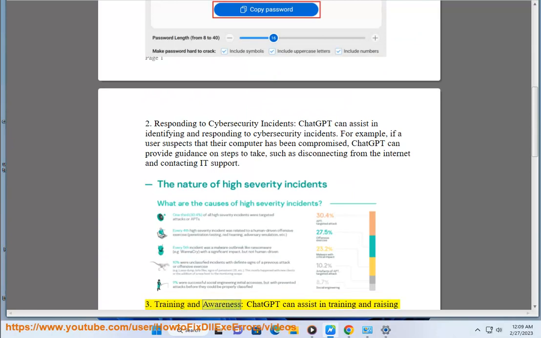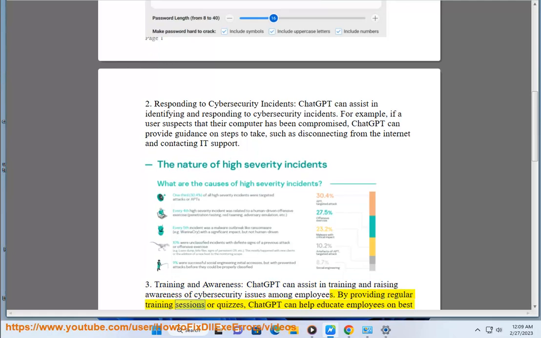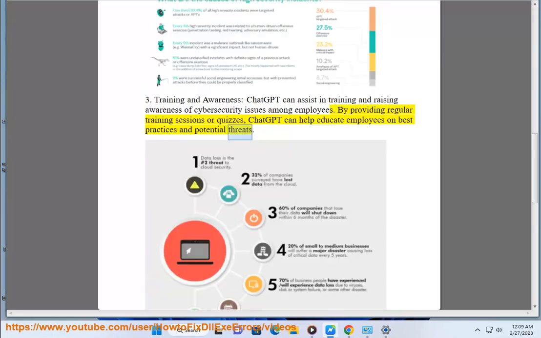3. Training and awareness. ChatGPT can assist in training and raising awareness of cybersecurity issues among employees. By providing regular training sessions or quizzes, ChatGPT can help educate employees on best practices and potential threats.